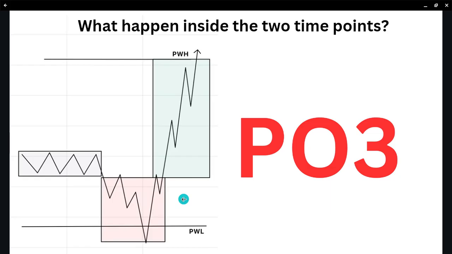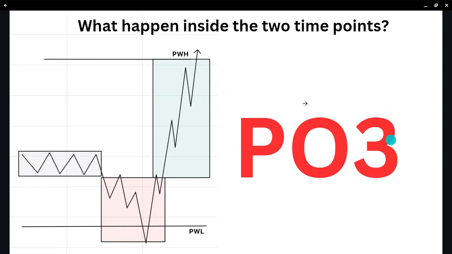All right. So what happens inside two time zones, two time periods and two time points? Let's suppose this is a previous week high and the previous week low. The next week it will open. If it's bullish, it will open, accumulate, manipulate at a specific time or day, and then distribute at a specific time or day, or reverse as well. There can be a reversal after this price leg. But this thing is always present in price, always. Power of 3 is always present.